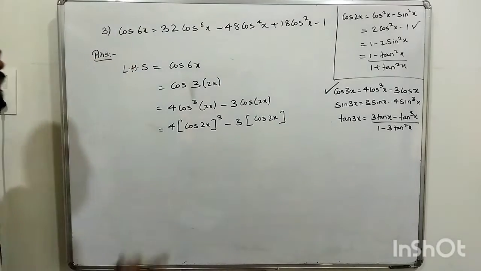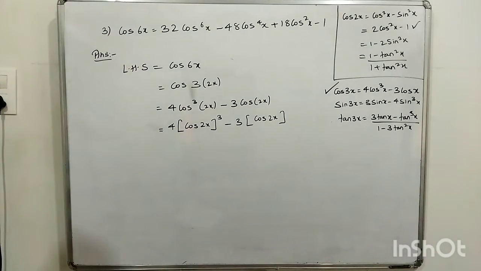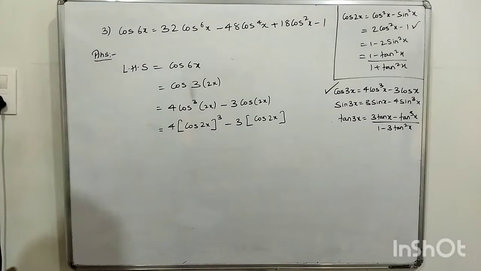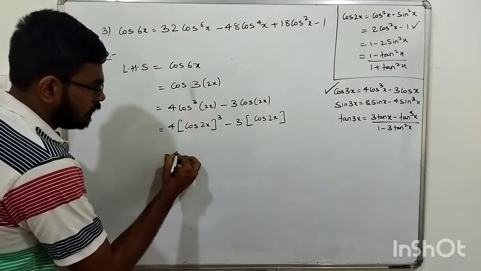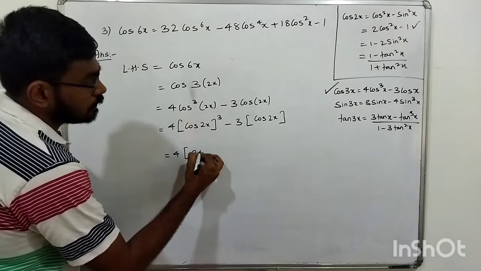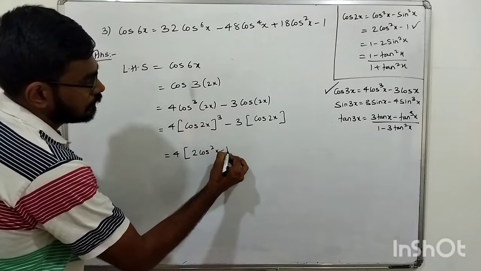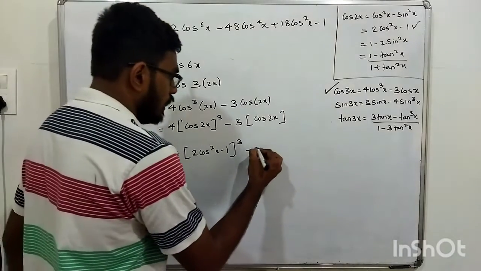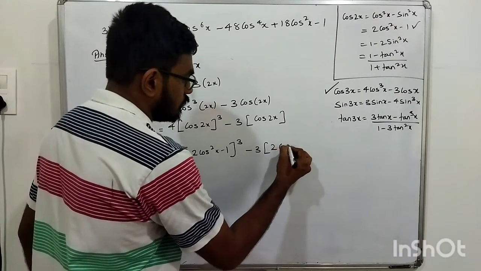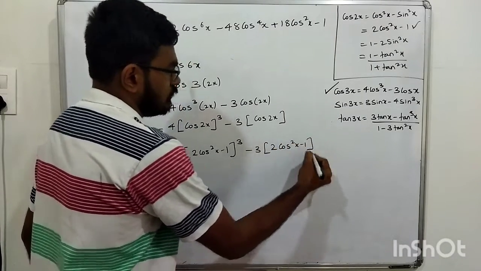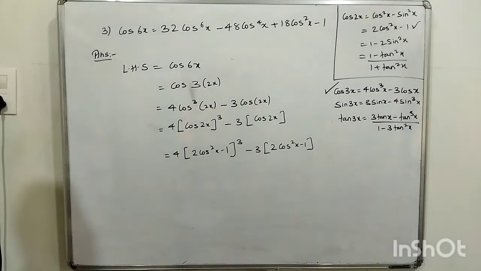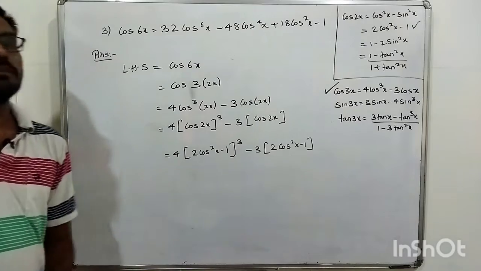Okay, now I can substitute. In place of cos 2x, I can take, better we'll take this only. Okay, so 4 cos 2x is 2 cos square x minus 1 the whole cube minus 3 into 2 cos square x minus 1. Okay, so 4 cos 2x cube is 2 cos square x minus 1 the whole cube, and cos 2x is 2 cos square x minus 1.